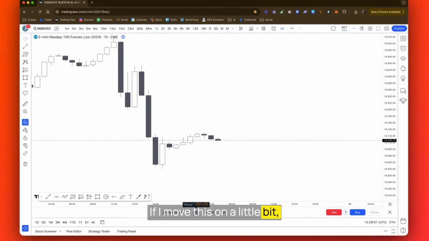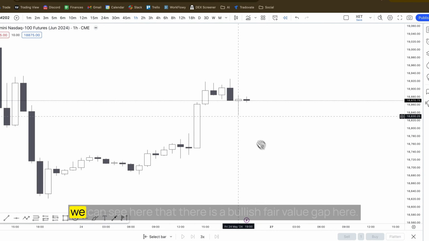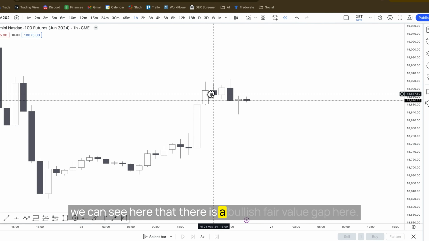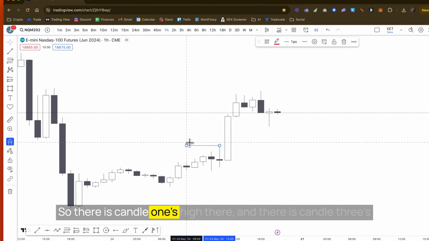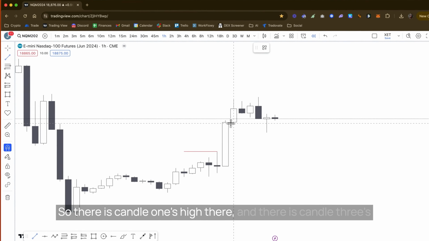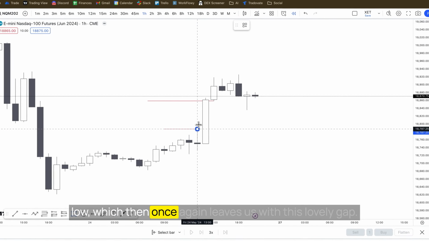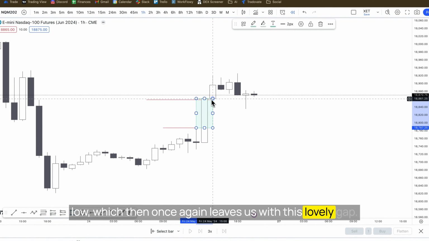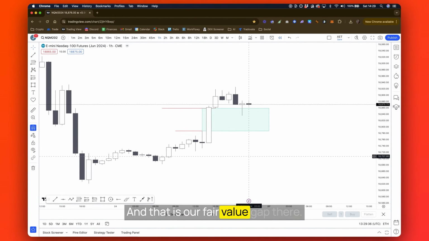If I move this on a little bit, we can see here that there is a bullish fair value gap. So there is candle 1's high there, and there is candle 3's low, which once again leaves us with this lovely gap in this candle. And that is our fair value gap there.